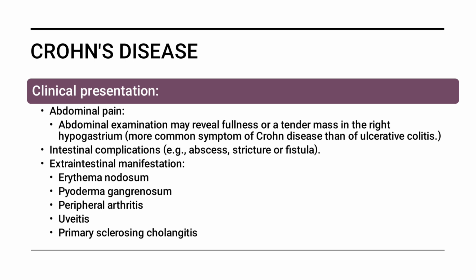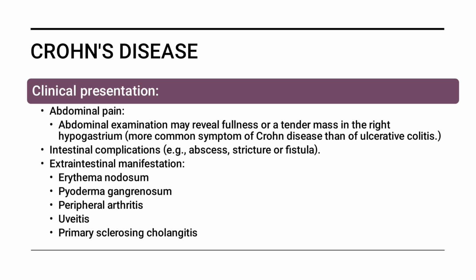Extraintestinal manifestations could be erythema nodosum, which we saw in this case in the picture. Also, we have pyoderma gangrenosum, peripheral arthritis, uveitis, and primary sclerosing cholangitis. All of those can be seen in Crohn's or ulcerative colitis, but some are more common in Crohn's and others more common in ulcerative colitis. For example, erythema nodosum you will see more with Crohn's. That doesn't mean you will not see it in ulcerative colitis, but it's more common in Crohn's.